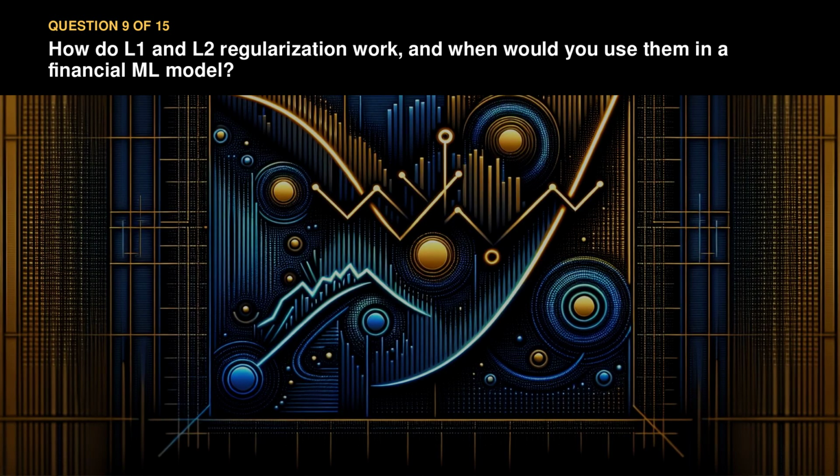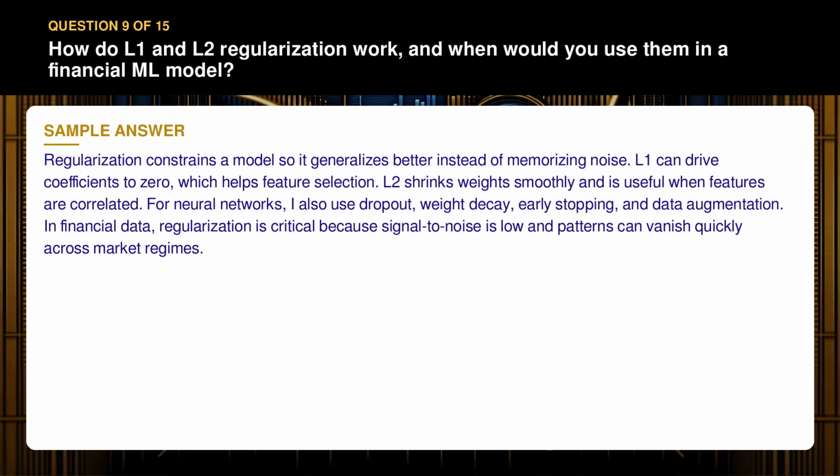Question 9. How do L1 and L2 regularization work, and when would you use them in a financial ML model? Regularization constrains a model so it generalizes better instead of memorizing noise. L1 can drive coefficients to 0, which helps feature selection. L2 shrinks weights smoothly and is useful when features are correlated. For neural networks, I also use dropout, weight decay, early stopping, and data augmentation.